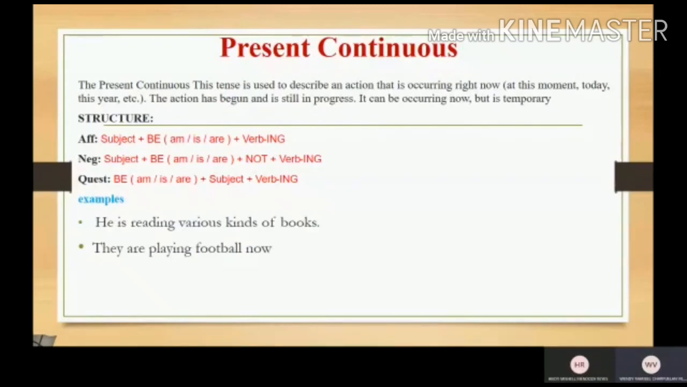Structure. Affirmative: subject plus be (is, am, are) plus verb-ing. Negative: subject plus be plus not plus verb-ing. Question: be plus subject plus verb-ing. Example: he is reading various kinds of books. They are playing football now.